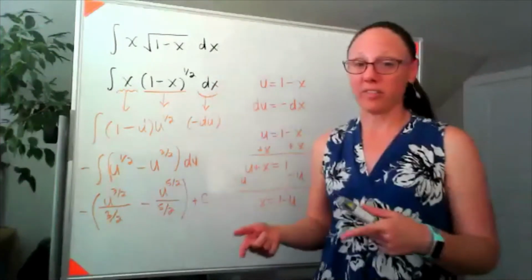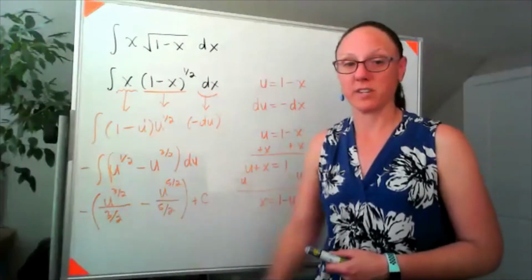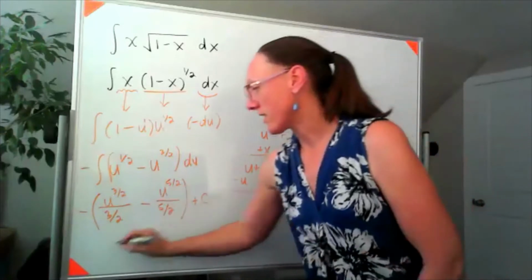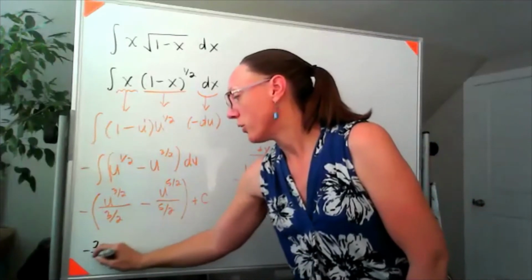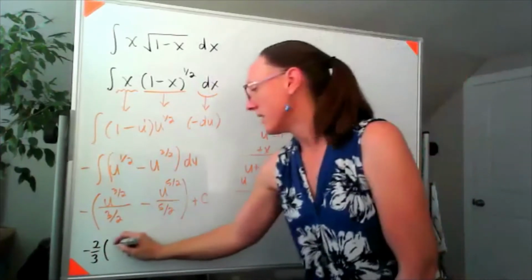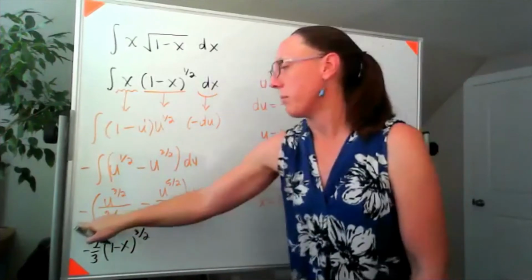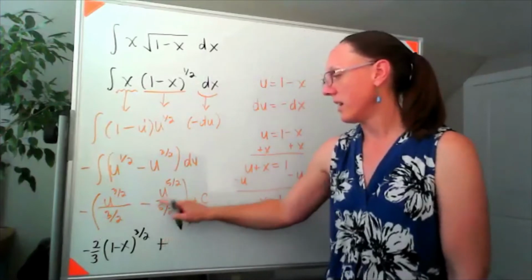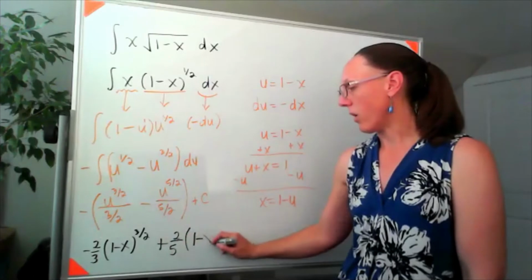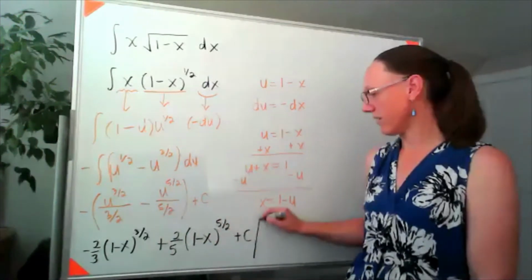So I'm going to do a couple of things at once. I know that dividing by a fraction is the same as multiplying by its reciprocal, and I'm going to distribute that minus sign in. So this is going to become negative 2/3 u, and u was 1 minus x. So 1 minus x to the 3/2. Minus a minus will make that plus. The reciprocal here is going to be 2/5. And then I've got 1 minus x to the 5/2 plus a constant.